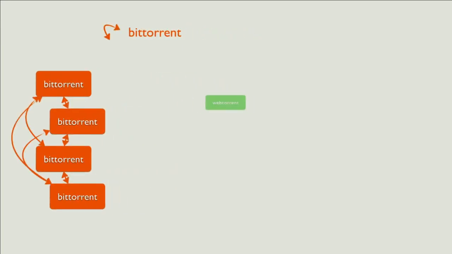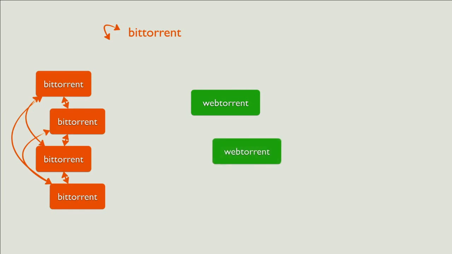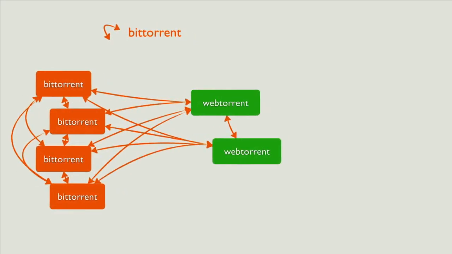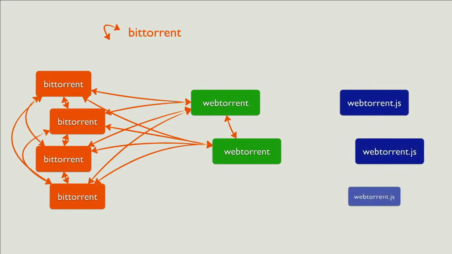Now, we want to build a new kind of client. We're going to call it WebTorrent. And it's going to speak the BitTorrent protocol, of course. So it's going to be able to talk to all these existing clients. Now, I'm going to put these additional clients up here, these blue ones. And these are actually clients that are running completely in the browser. These are in browser tabs. This is a script tag that's on people's websites.